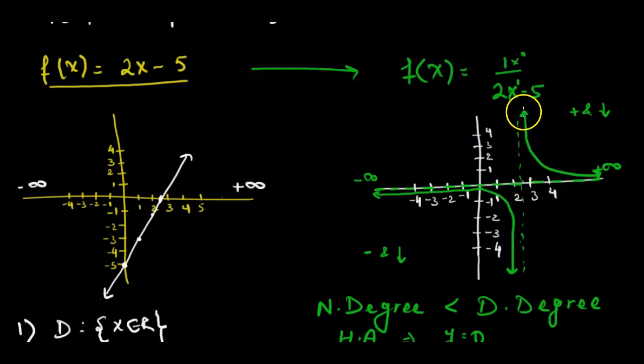Therefore, we just keep going parallel to these imaginary lines and mark arrows there. And this is how we get the graph using the characteristics of the original graph. That was the linear graph.